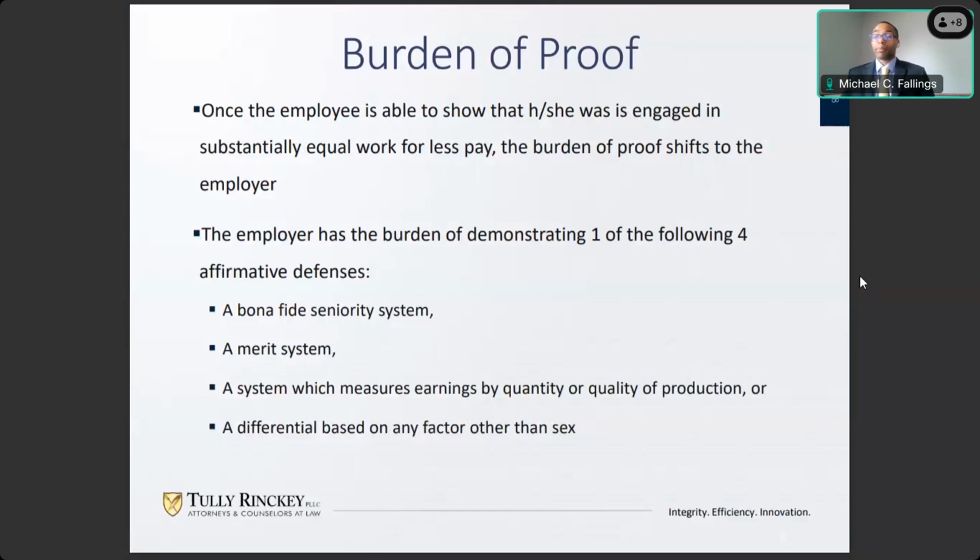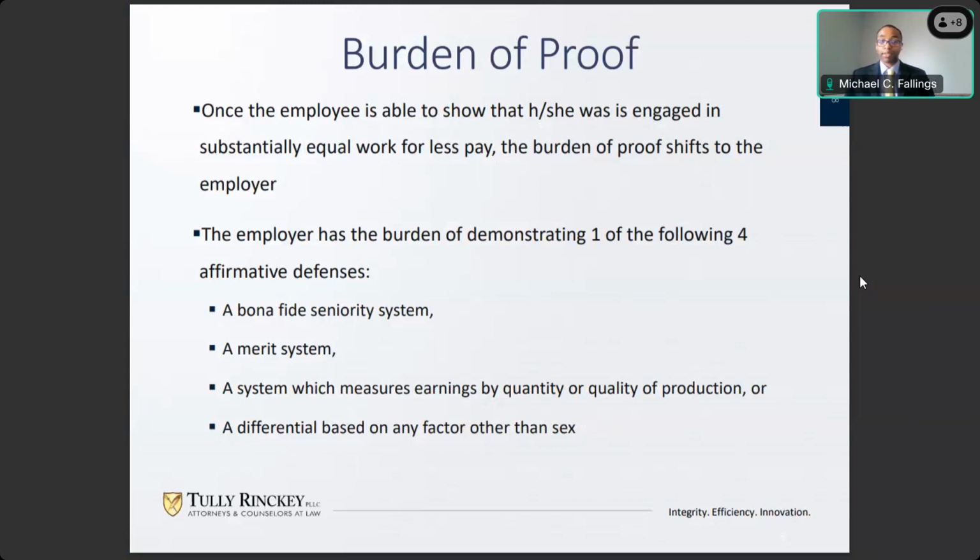So, the burden of proof. Once an employee is able to establish that they are being paid unequally for substantially equal work, like I mentioned, the burden does shift to the employer. They do have the right to defend that claim. The employer has the burden of showing what they call an affirmative defense, to say, well, this unequal pay is due to reasons that are not based on sex. And here are the four areas where the court has laid out for employers to assert: a bona fide seniority system, a merit system, a system which measures earnings by quantity or quality of production, and a differential based on any other factor other than sex.